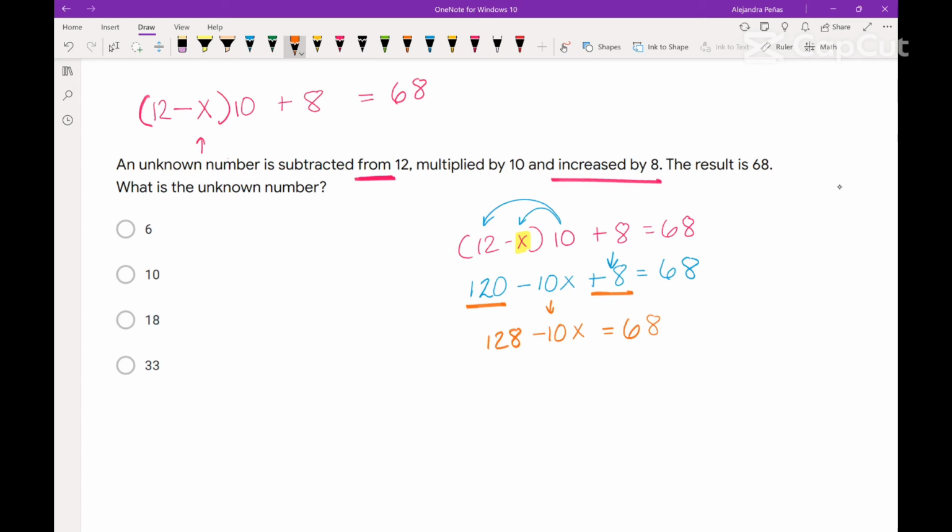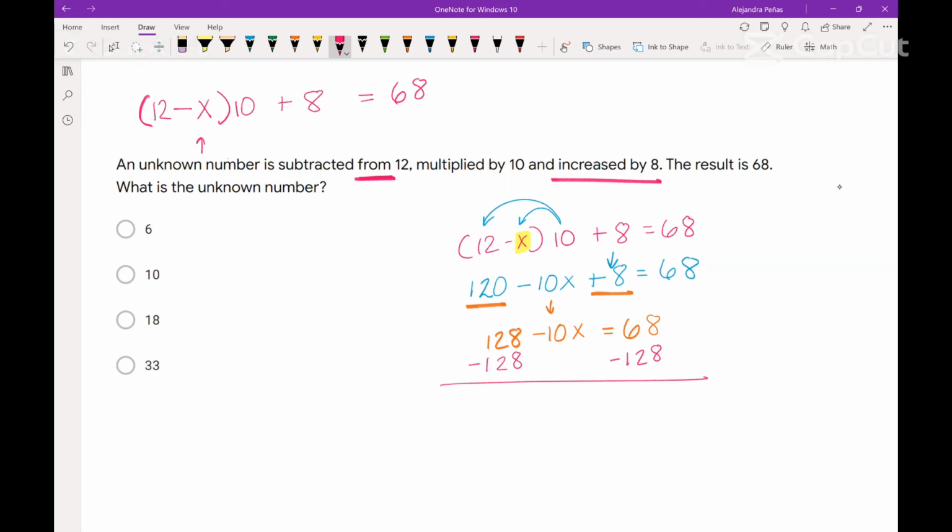Now, you want to get rid of your constants. What are constants? Constants are the ones that don't have any variables. In this case, you want to get rid of the 128. Now, since 128 is positive here, in order to move it to the other side, we need to use something called inverse operation. The inverse operation of a positive or an addition is subtraction. So I'm going to subtract 128 here, but whatever you do on one side of the equal sign, you must always do on the other side.